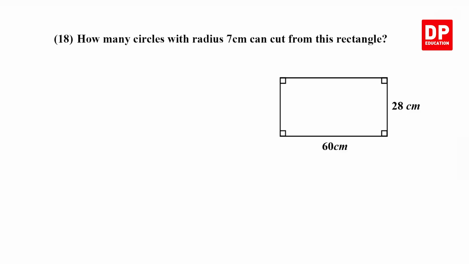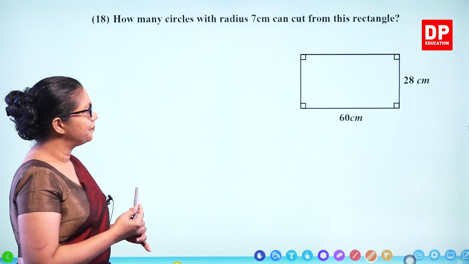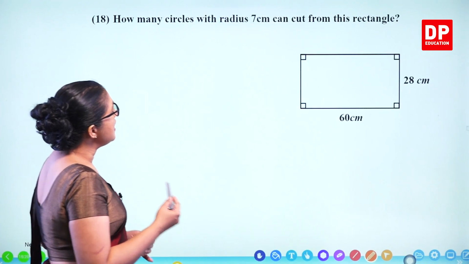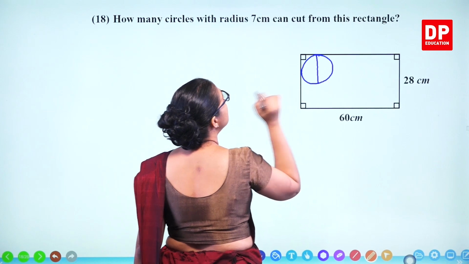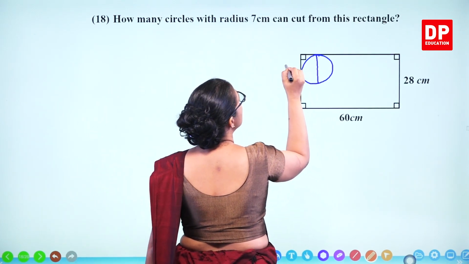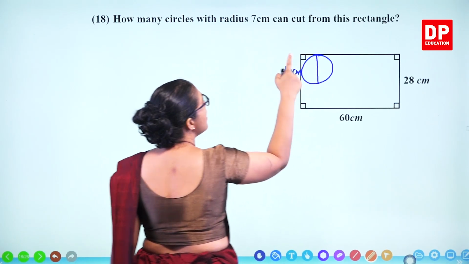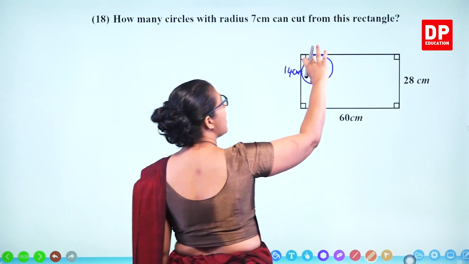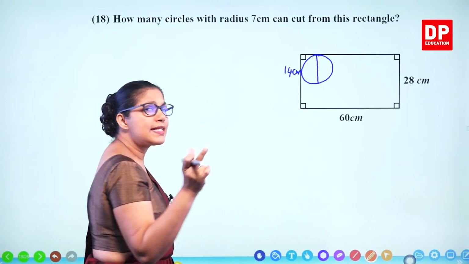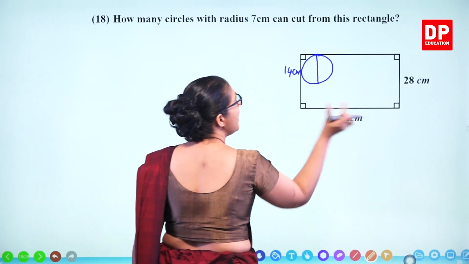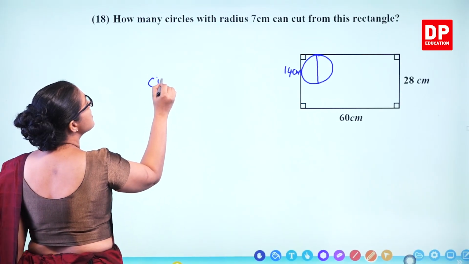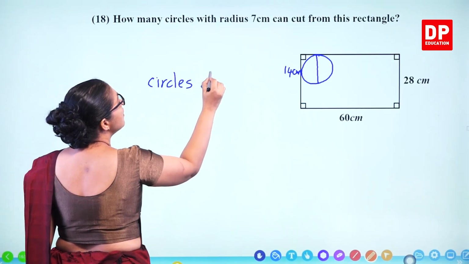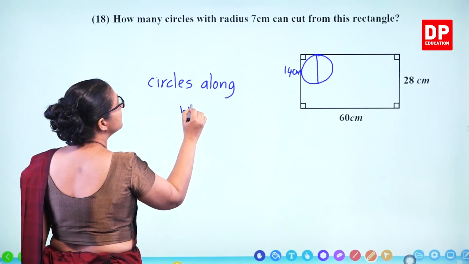Question number 18. How many circles with radius 7 cm can be cut from this rectangle? So 7 centimeters means, what's the diameter? 7 and 7, 14. So we need to find out how many circles we can cut along the width and how many circles we can cut along the length. So how do you find out that? So we'll write circles along width.